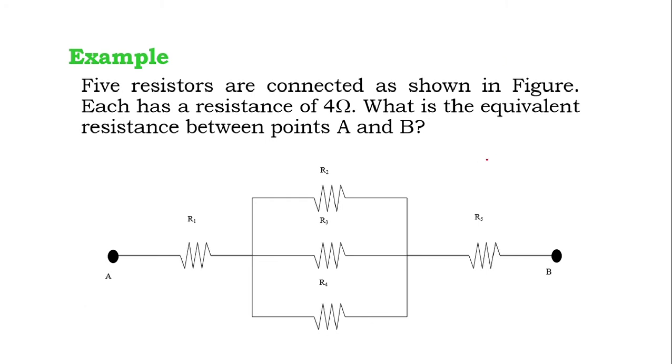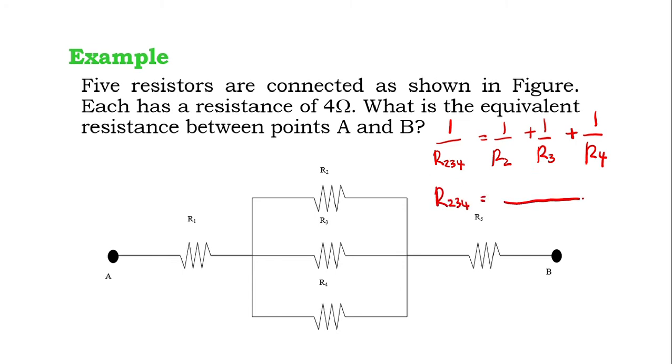Okay. So 1 over R234 equals 1 over R2 plus 1 over R3 plus 1 over R4. Okay, so nanti awak kena 1 overkan balik, so dapat R234 berapa. Okay, so nanti circuit ni dia akan jadi macam ni. Okay, resistor R1 2 3.